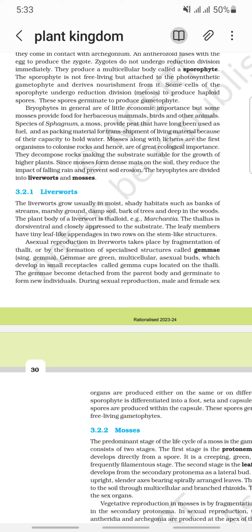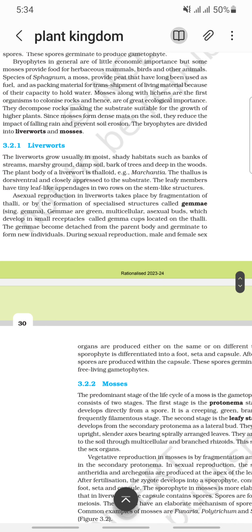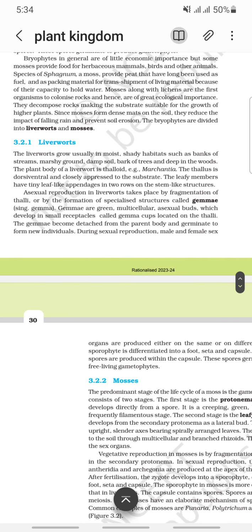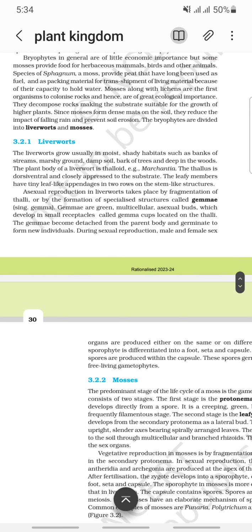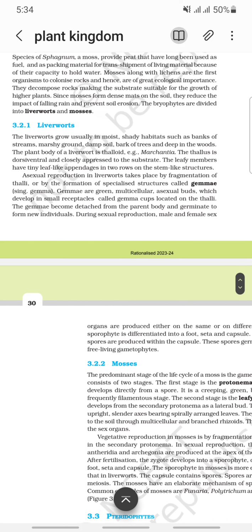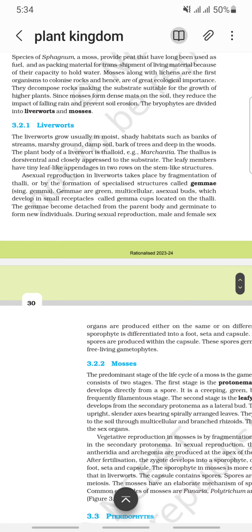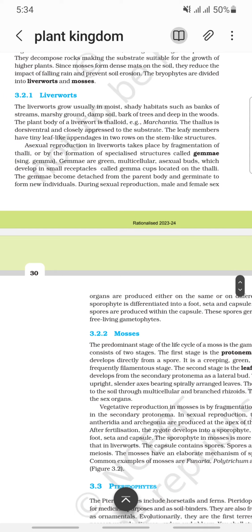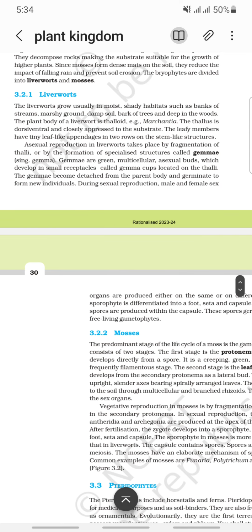The bryophytes are divided into liverworts and mosses. Liverworts. The liverworts grow usually in moist, shady habitats such as banks of streams, marshy ground, damp soil, bark of trees, and deep in the woods. The plant body of liverwort is thalloid, for example Marchantia.